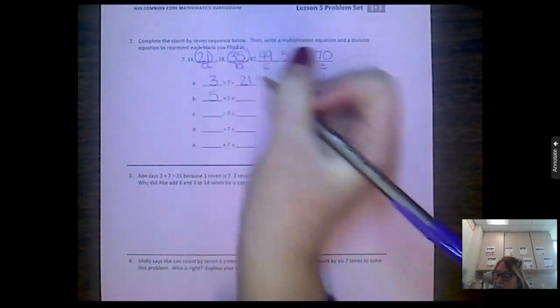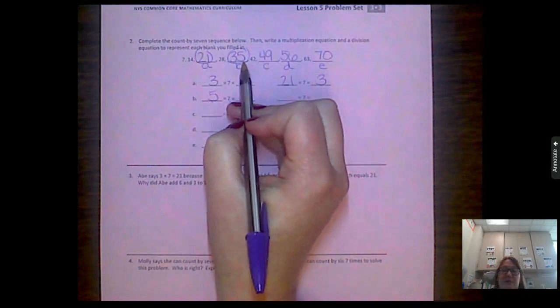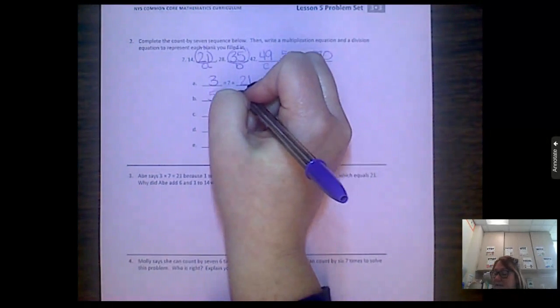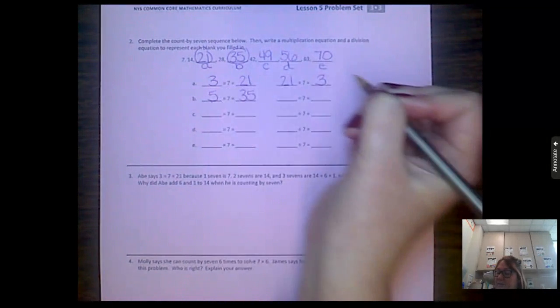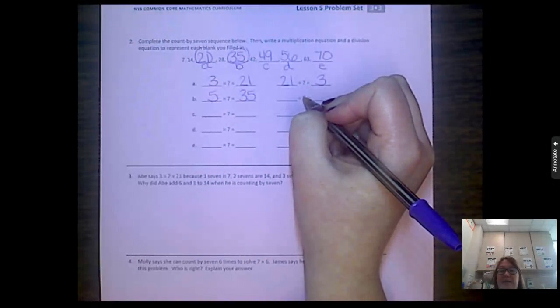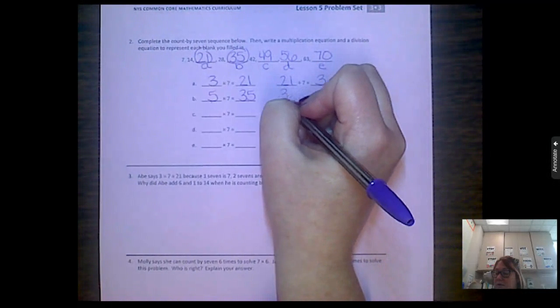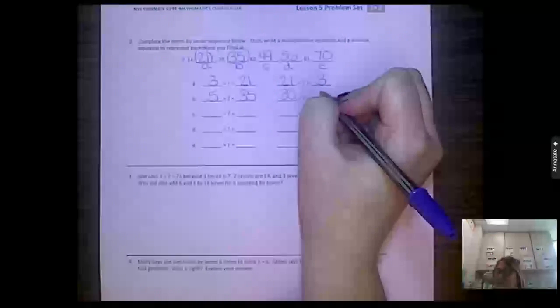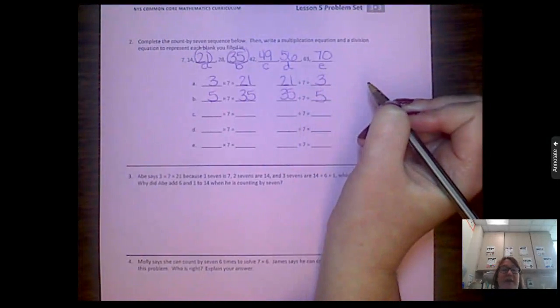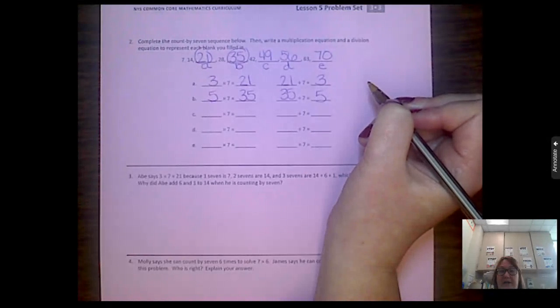So 5 times 7 equals 35, because if we count by sevens 5 times, we get 35. For our division sentence, what number comes first? Good, 35 divided by 7 equals 5. If you've got the hang of it, go ahead and pause it and finish C, D, and E. Okay, if not, try another one with me.